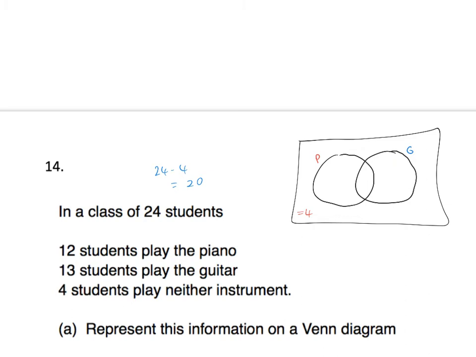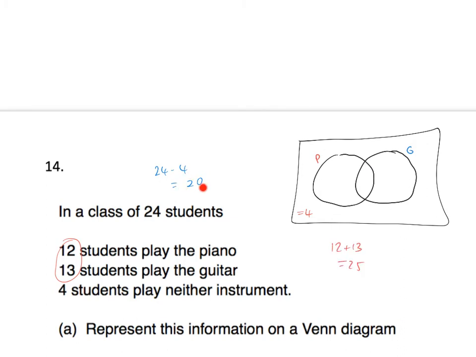Now the thing that's hard about this is trying to work out which goes where, because we've got a number of students who play the piano, so there should be 12 that go in this entire circle, and we've got 13 who play the guitar, so 13 that should go in this entire circle. We're going to have an overlap there, and the way to sort this out is to look at how many students play the piano and the guitar all together, by adding those together. So we get 12 add 13, which is 25.